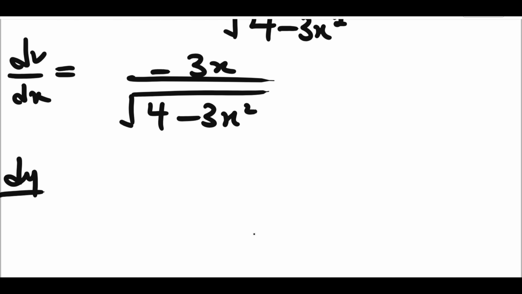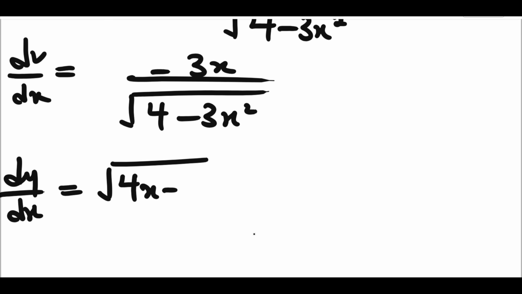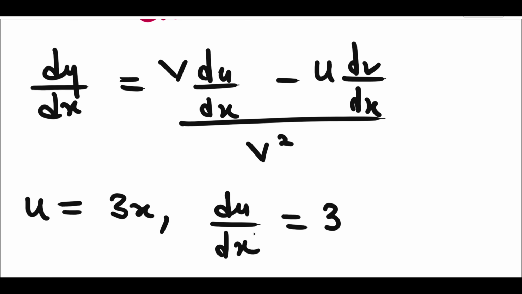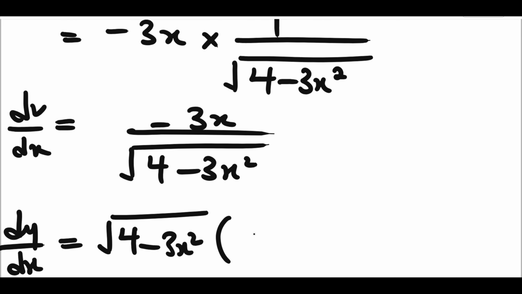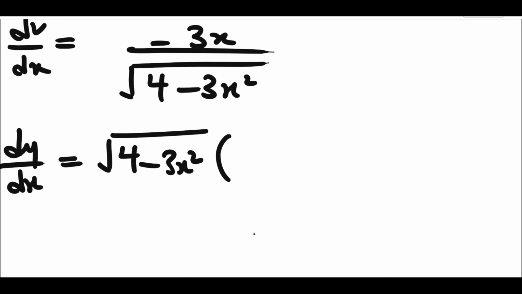In our formula, we have dy/dx equal to v, the original function. So we bring down our v, which is the square root of 4 minus 3x squared, the denominator of the given fraction. And this will multiply the derivative of u. When you differentiate the original numerator, positive 3, we had du/dx to be 3. So it's going to multiply our du/dx, which is 3, in brackets, then minus our original u, which is 3x, multiplying the derivative of v.